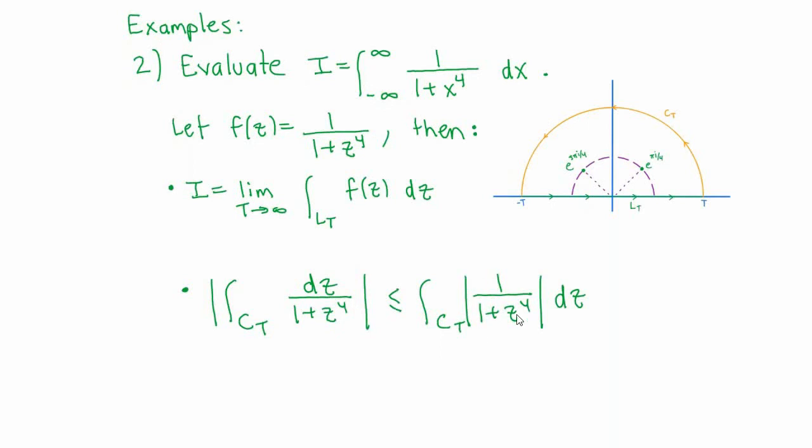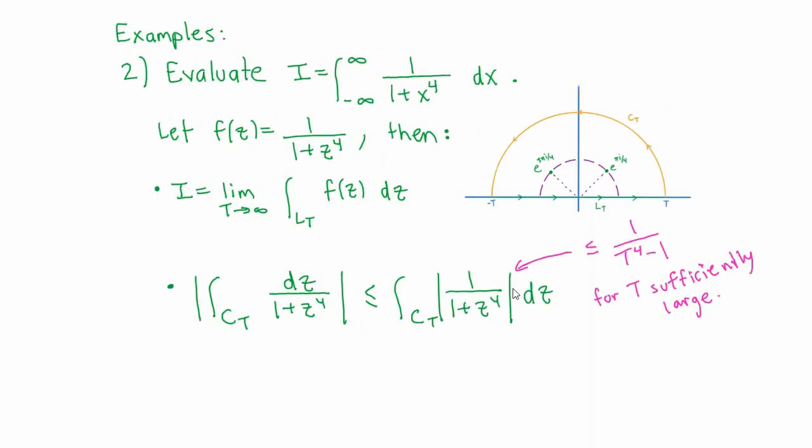For points z on the curve ct, when you compute z to the fourth, you're going to land somewhere on the circle of radius t to the fourth centered at the origin in the complex plane. After you add 1, the closest that you could possibly be to the origin is at the point negative t to the fourth plus 1. That means that the smallest that the modulus of the denominator could be is t to the fourth minus 1, as long as t is sufficiently large, let's say t bigger than 2. That means that the integrand here is bounded above by 1 over t to the fourth minus 1 as long as t is sufficiently large.